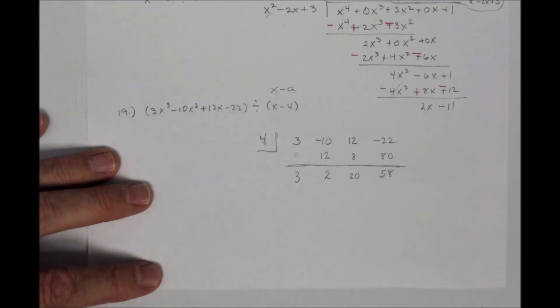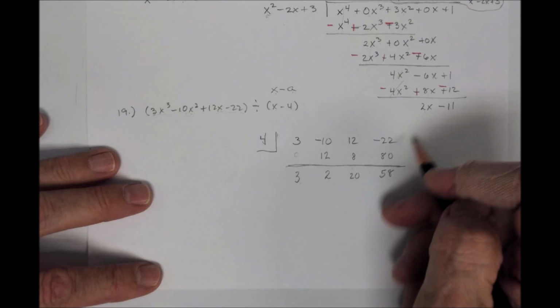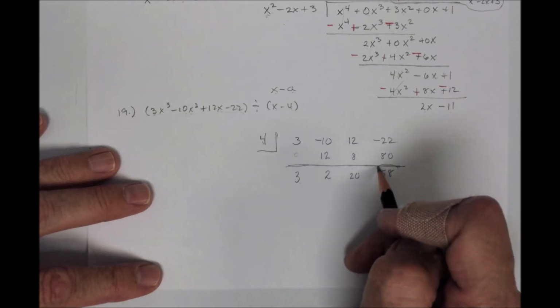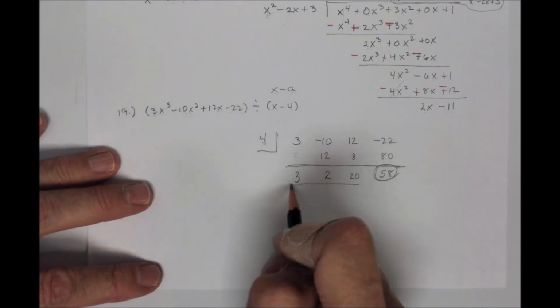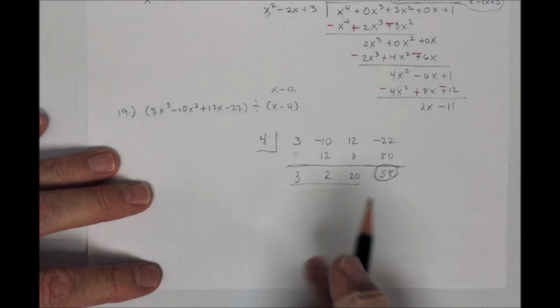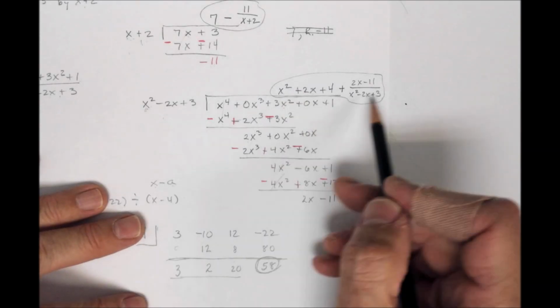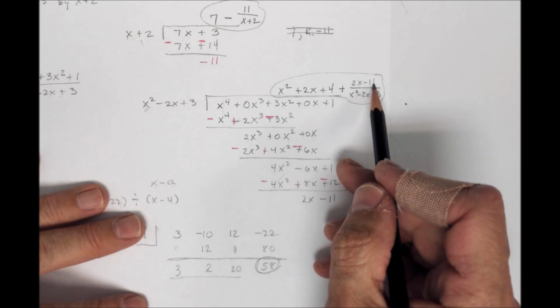Now, I can stop because there's nothing left to stack underneath. I'm out of terms. So the very last part is my remainder. So I always circle that. This is my quotient, at least the coefficients. Look back here. That's my quotient, and that's my remainder written as a fraction. That's the actual little remainder there, 2x minus 11.